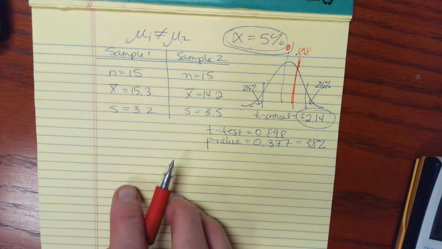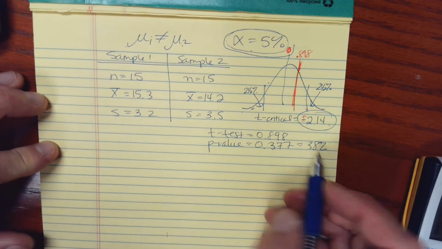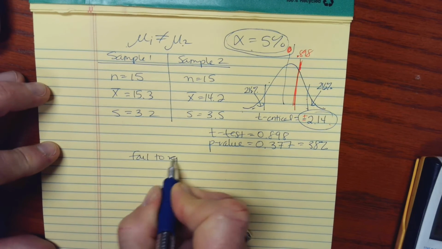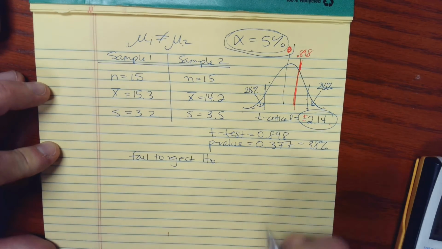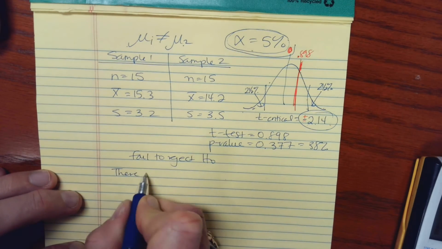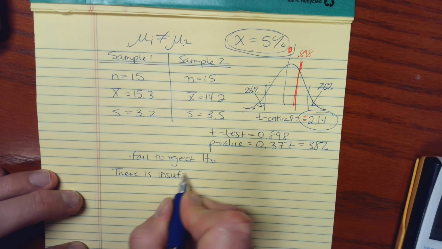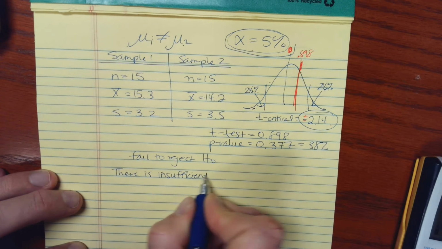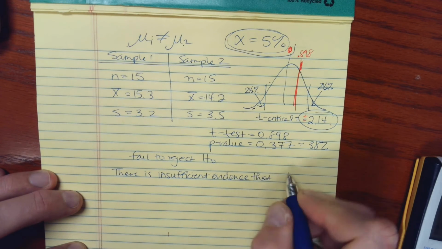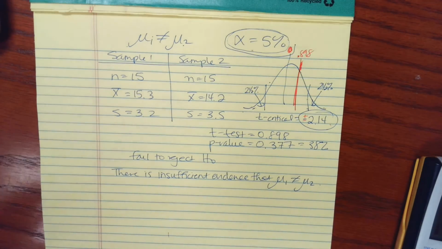So whichever strategy you use, whether it's the critical value or the p-value, we are going to fail to reject the null hypothesis. And so that means that if we fail to reject, there's insufficient evidence that mu1 differs from mu2.